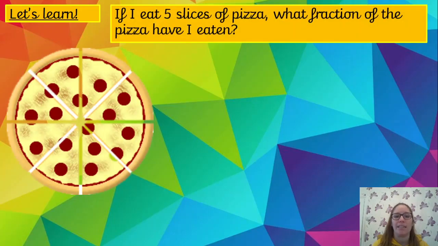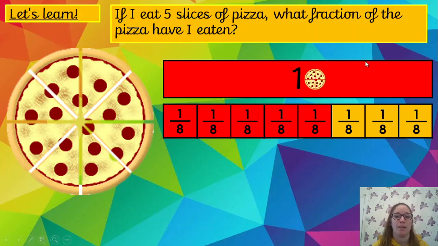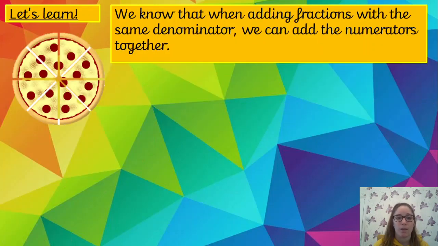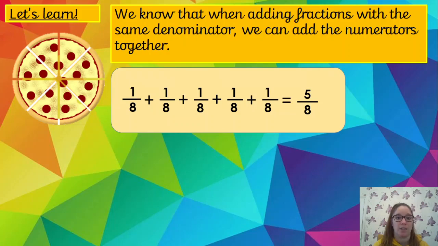If I eat 5 slices of pizza, what fraction of the pizza have I eaten? Okay, so here's my whole pizza. I'm going to eat 5 slices throughout the day. I can't eat it all in one go. So if I eat 5 slices of pizza, what fraction of the pizza have I eaten? Okay, we know that when adding fractions with the same denominator, we can add the numerators. So if I have 1/8 and another 1/8, and altogether there's 5 pieces of pizza, I can just add my numerators, and I've eaten 5/8 of that pizza.